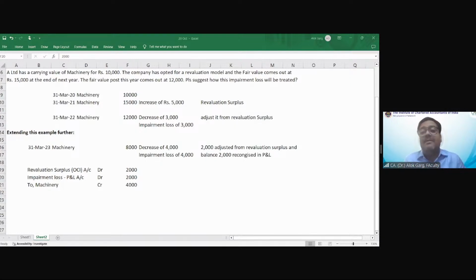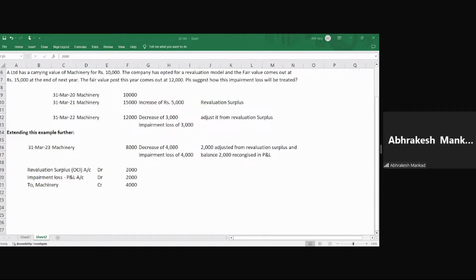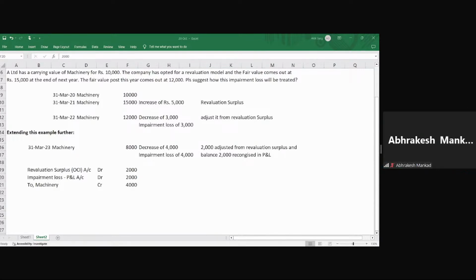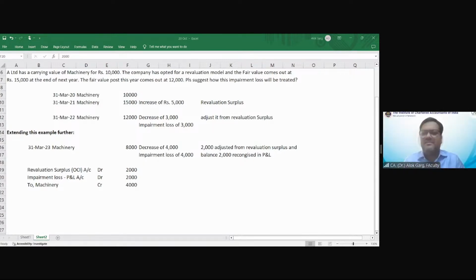Deferred tax asset, deferred tax liability. Whether the income tax department considers this impairment loss as an allowable expense in the P&L? Do you understand the tax treatment? You must have filed income tax returns. You have seen the depreciation under the Income Tax Act is different from the depreciation under the Companies Act. So does the income tax department consider this impairment loss? No. The income tax department says this is a notional charge.